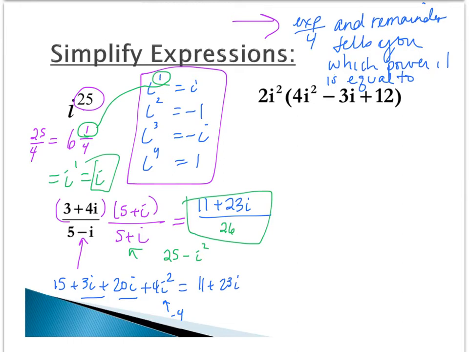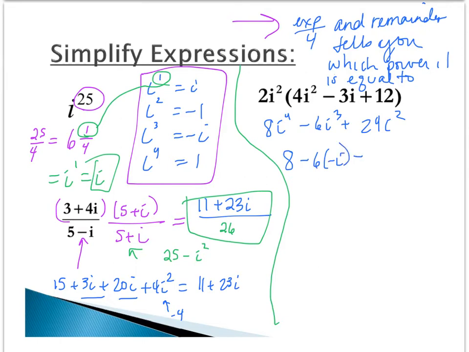If all three of these front numbers, the 11, 23, and 26, were divisible by the same common factor, then we would go ahead and reduce. Since they aren't, then we are done. On the problem at the top right, we want to go ahead and distribute. After we distribute, any powers of i that are greater than 1 must be dealt with. We are not allowed to leave powers of i that are greater than 1. So this becomes 8 minus 6 times -i plus 24 times -1, and our final answer is -16 plus 16i.